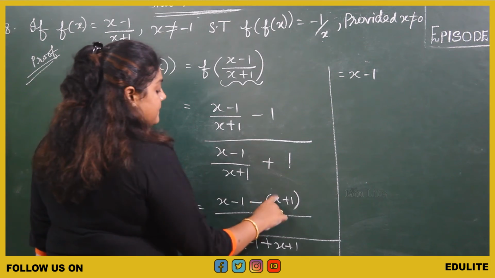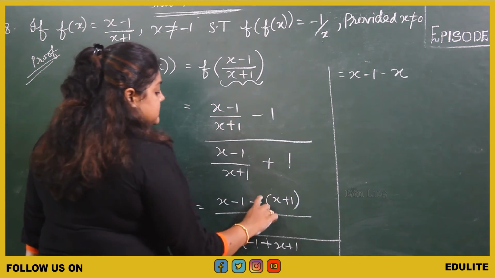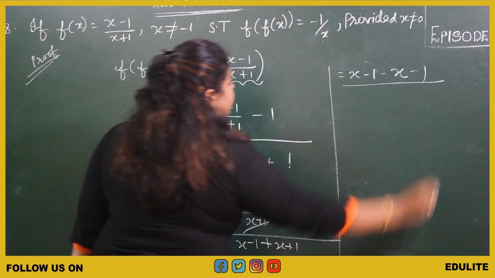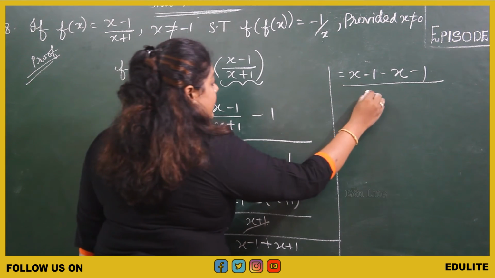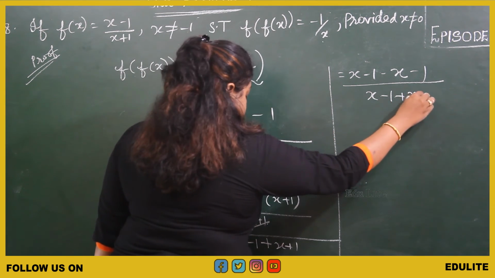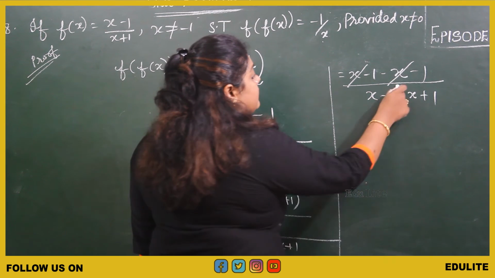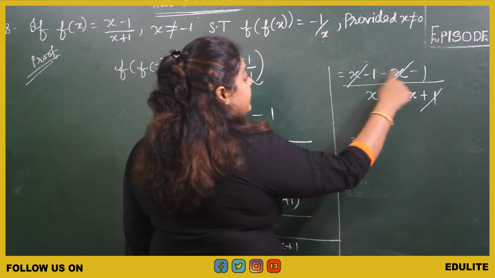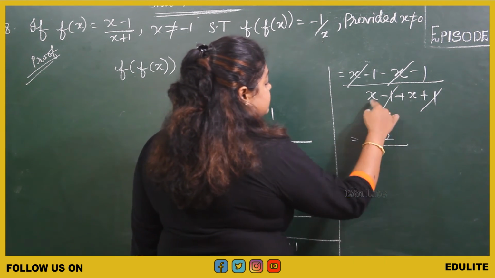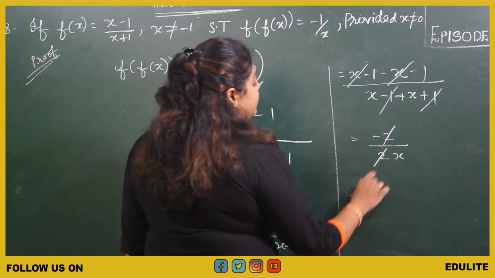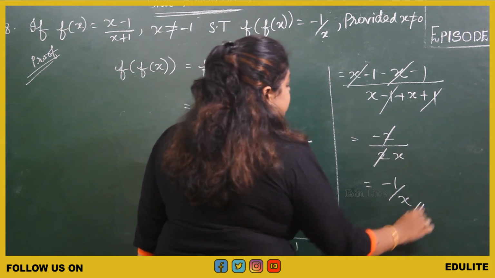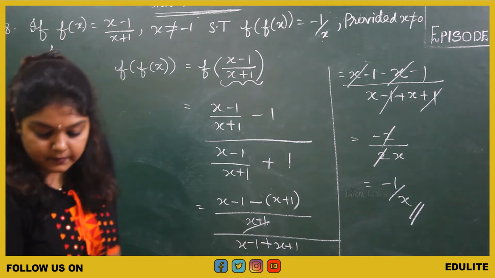x minus 1 minus x minus 1, divided by x minus 1 plus x plus 1. So plus x minus x will get cancelled, plus 1 minus 1 will get cancelled, minus 1 minus 1 is minus 2, x plus x is 2x, 2 and 2 will get cancelled, minus 1 by x, hence proved.